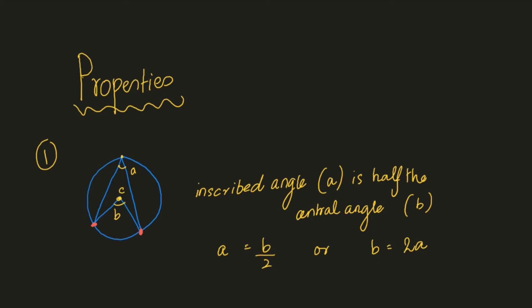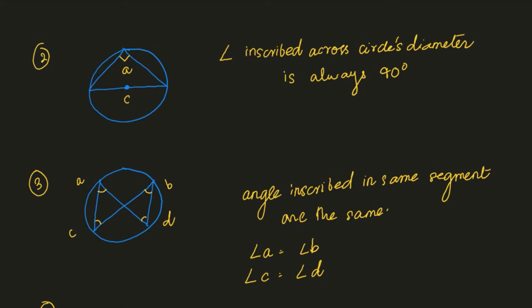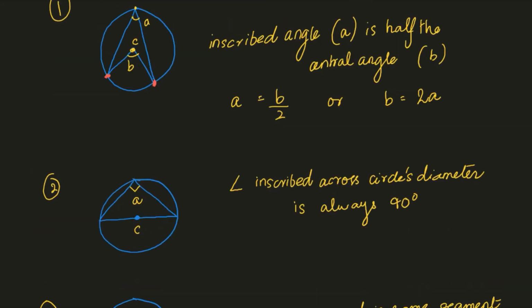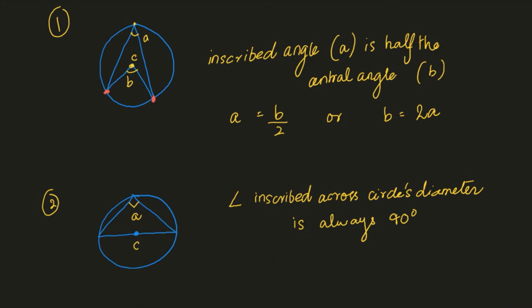Moving on, we have the second property. The angle inscribed across a circle's diameter is always 90 degrees. So right now I made these two dots at the circumference of the circle, and you're essentially emerging two lines from those points, and those lines are meeting at the circumference.